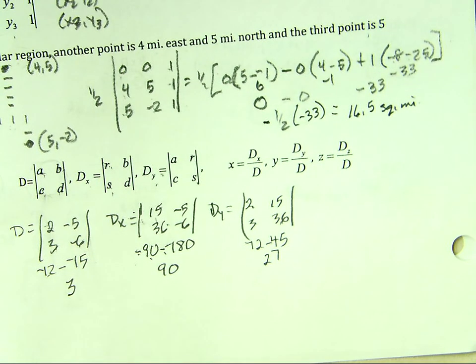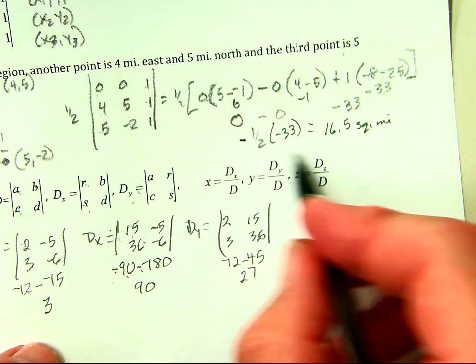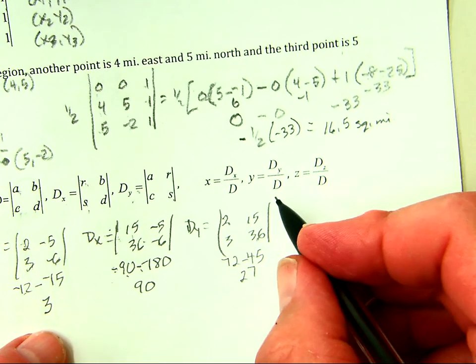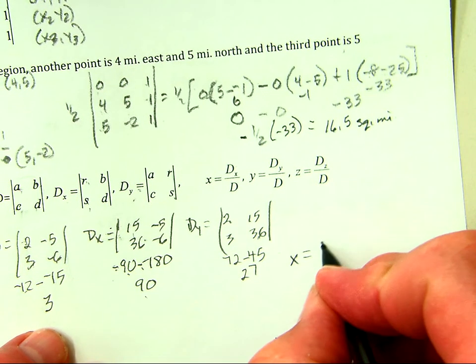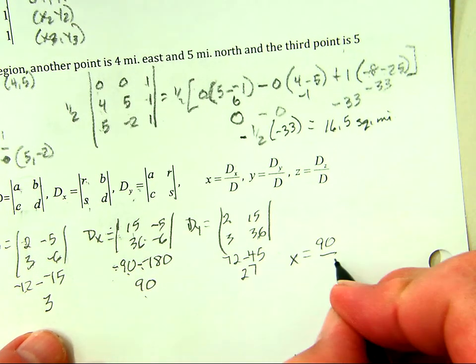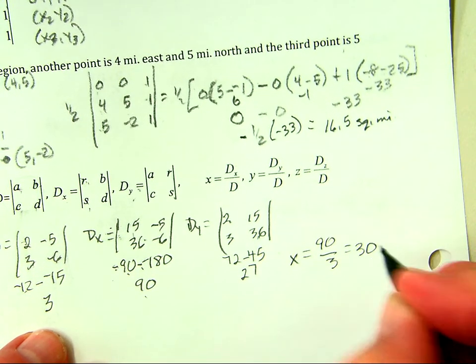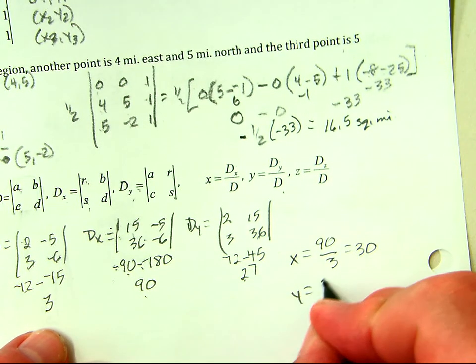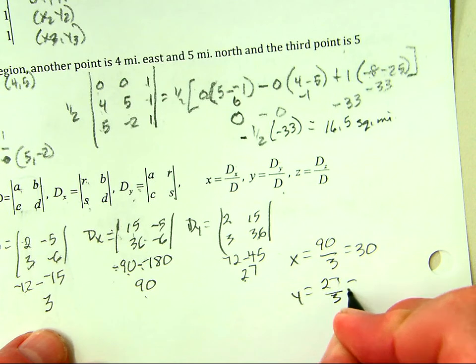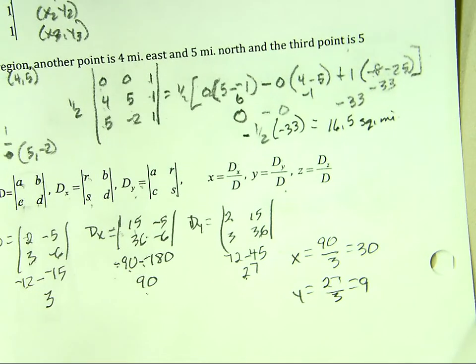So we found those. Now we're going to use this last formula here. To find x, we take D sub x divided by D. So to find x, we take D sub x, which was 90, divided by D, which was 3, so x is 30. For y, we take D sub y divided by D. Well, D sub y was 27, divided by 3 is 9. There's our solution, 30 and 9. That's the second section here. Lots of different things about matrices.